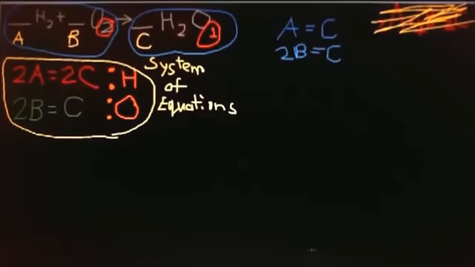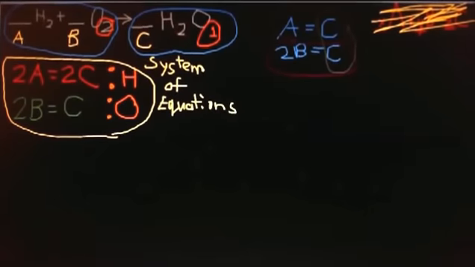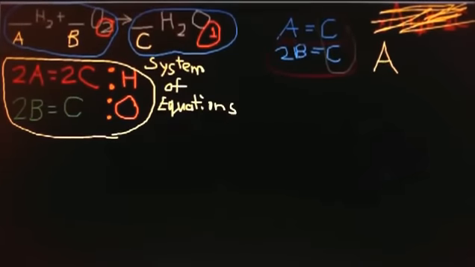So, okay, the next step is to solve both of these equations for a single variable, and we have them both solved here for C. So that's good. So let's solve them both for C. So we've got them solved both for C. I'm just going to write them again. A equals C, 2b equals C.